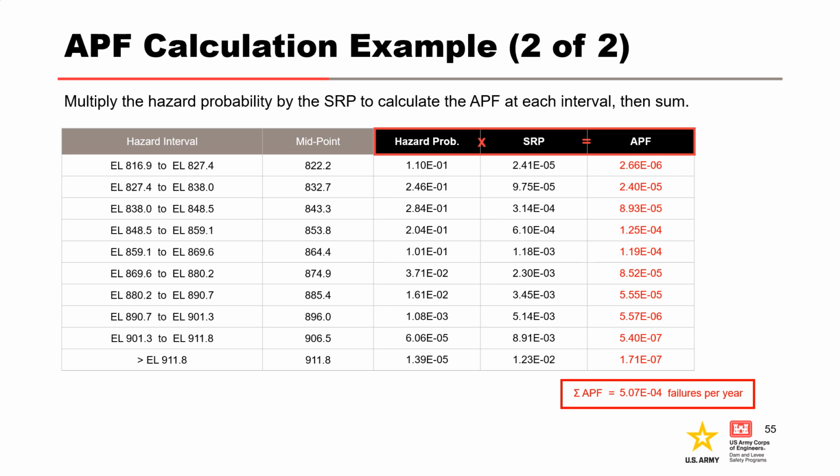Now that we have hazard probabilities and system response probabilities for each hazard interval, we can calculate the annual probability of failure. This is done by multiplying the hazard probability by the system response probability in each hazard interval, then summing those products together. In this example, the annual probability of failure turns out to be 5.07 times 10 to the minus 4.